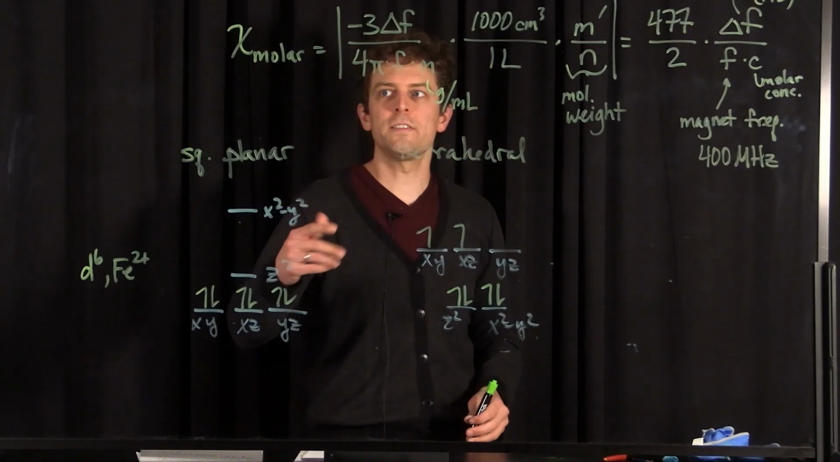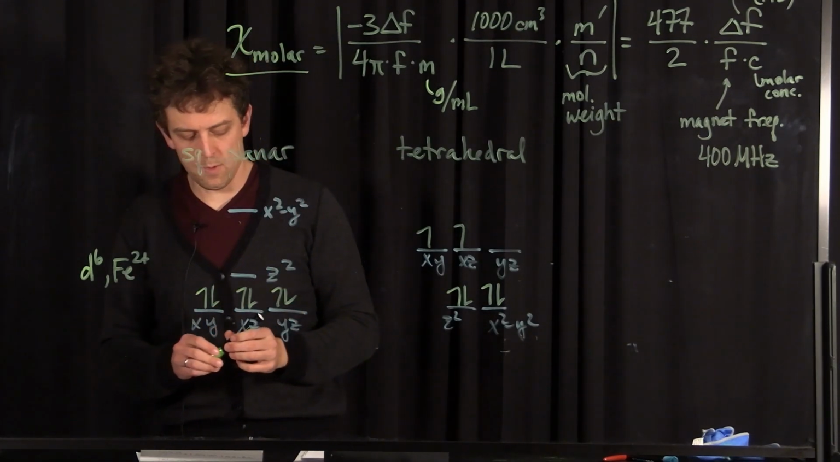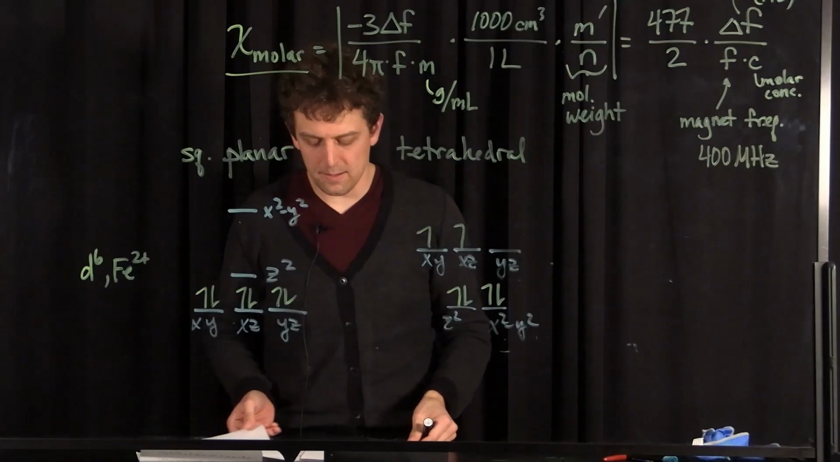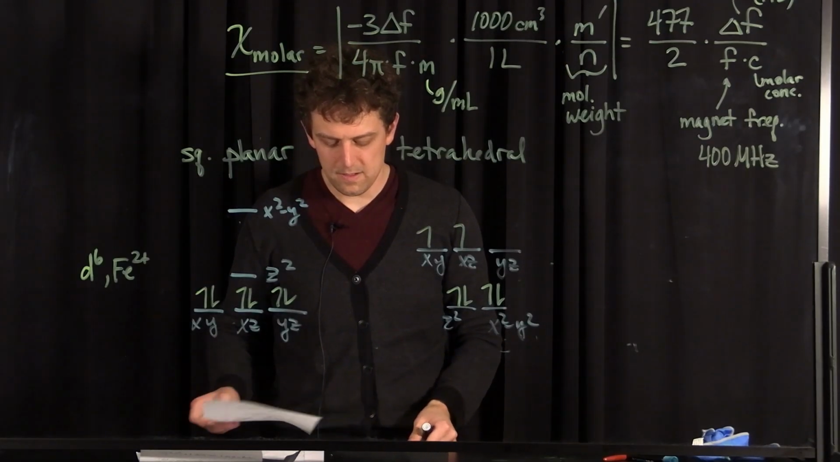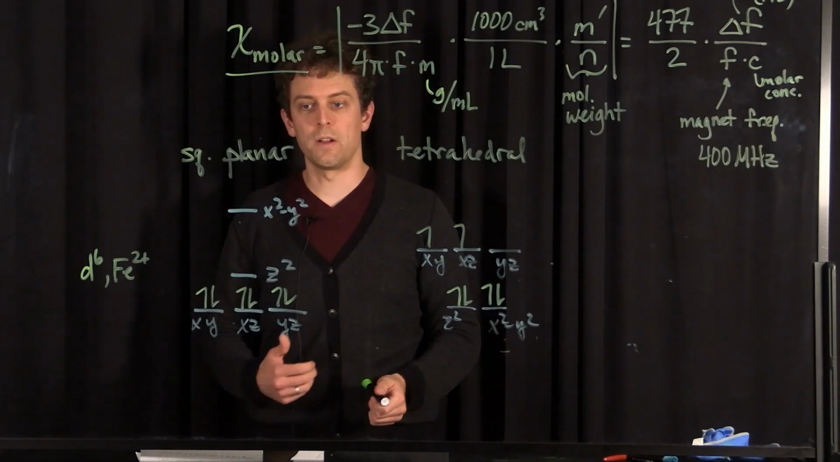So once you've done this, that gives you this value of chi, the molar susceptibility. And we can take the molar susceptibility value and convert that into a relationship with a number of unpaired electrons.